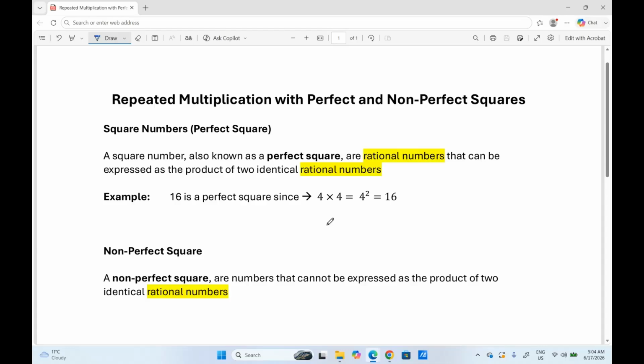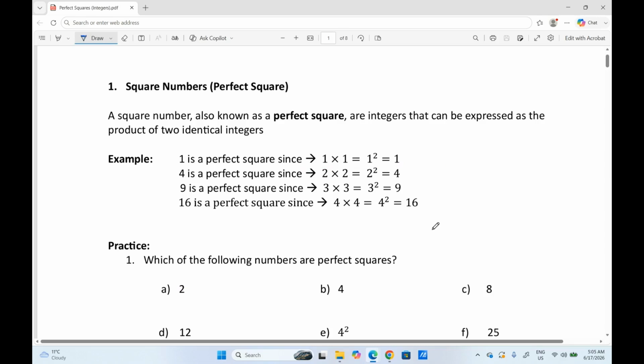Hi class. In this video, I'm going to be talking about perfect squares and non-perfect squares with respect to repeated multiplication. But before I do that, I just want to review a concept that I talked about before. In a previous video, I mentioned that perfect squares are integers that can be expressed as the product of two identical integers, with product meaning multiply.